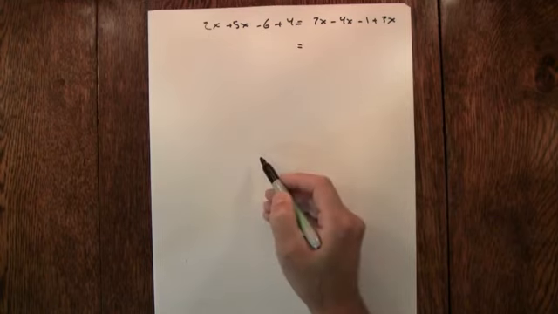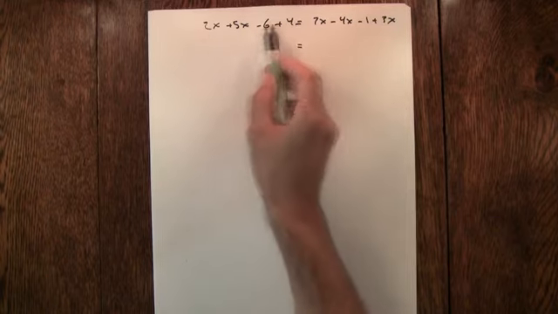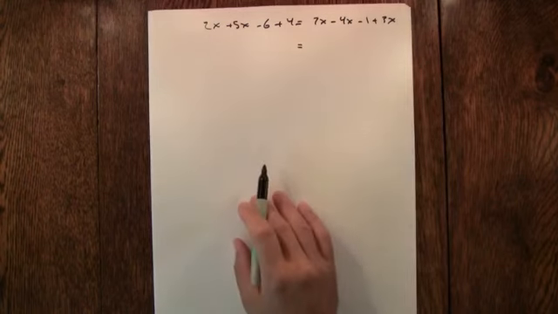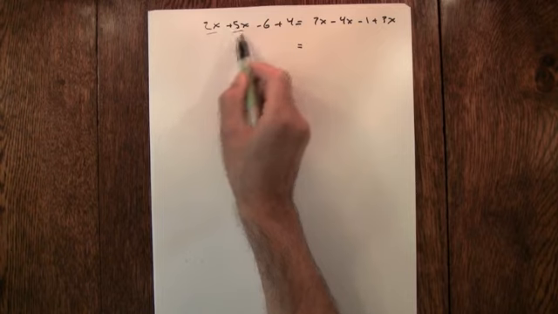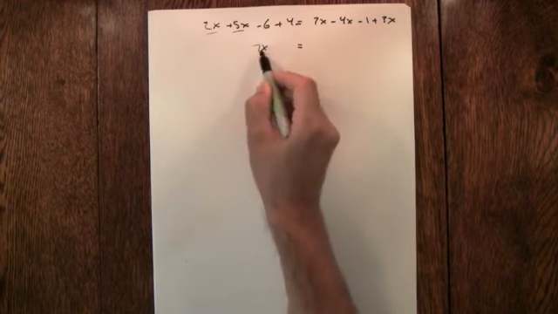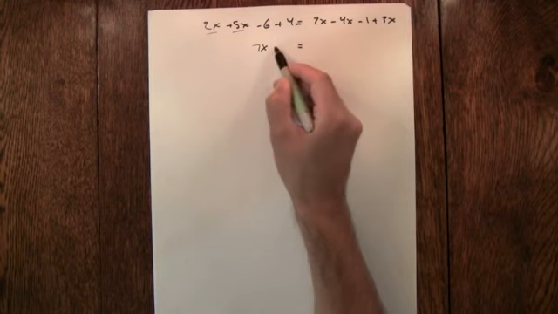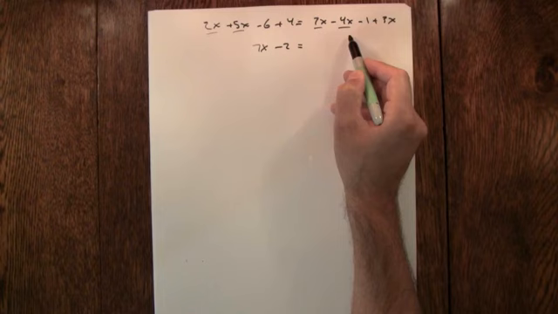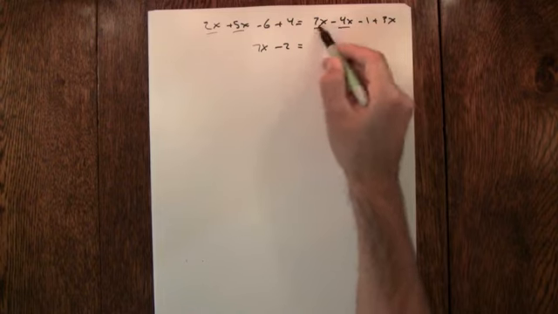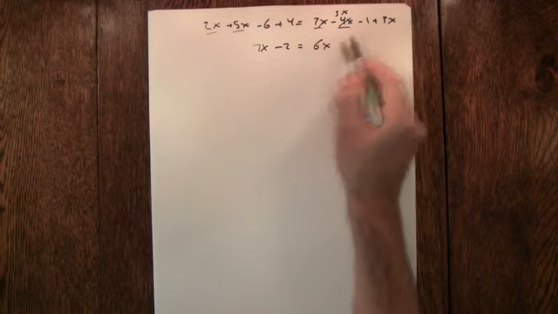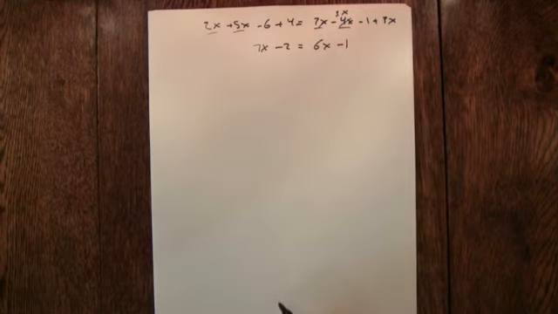Okay. And what you're going to do is combine like terms on either side first before you move around the equation. And what we're going to do is combine this guy and this guy. So 2x plus 5x is 7x. Negative 6 plus 4 is negative 2. 7x minus 4x is 3x. 3x plus 3x is 6x minus 1, right?